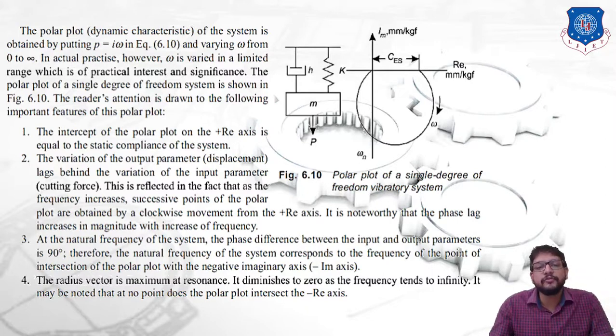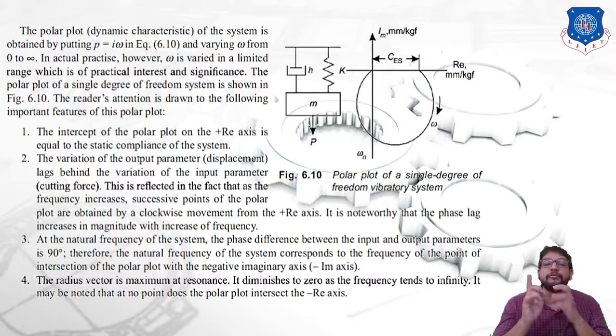Second, the variation of the output parameter, that is displacement, lags behind the variation of the input parameter, that is cutting force. This is reflected in the fact that as the frequency increases, successive points of the polar plot are obtained by a clockwise movement from the positive RE axis. It is noteworthy that the phase lag increases in magnitude with increase in frequency.